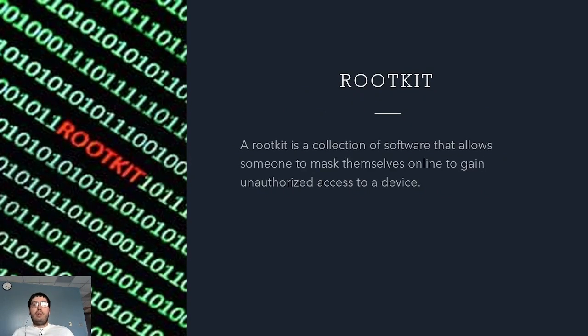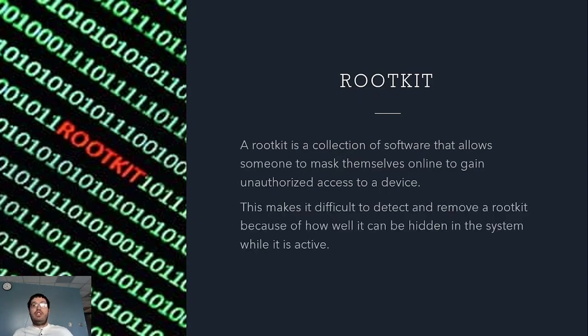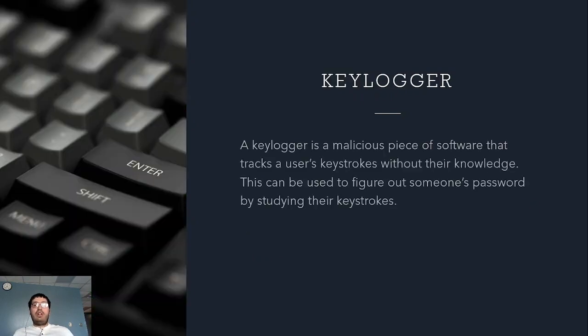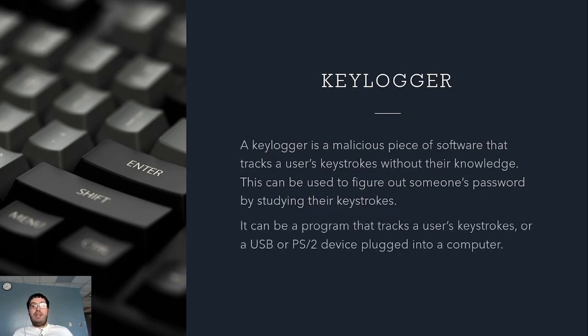And a rootkit. A rootkit is a collection of software that allows someone to mask themselves online to gain unauthorized access to a device. This makes it difficult to detect and remove because it could be well hidden in the system while it's active. A keylogger. A keylogger is a malicious piece of software that tracks a user's keystrokes without their knowledge. This could be used to figure out someone's passwords or usernames by studying their keystrokes. It could be either a program that tracks the user's keystrokes, or a USB or a PS2 device, one of those old PS2 ports, that is plugged into a computer.